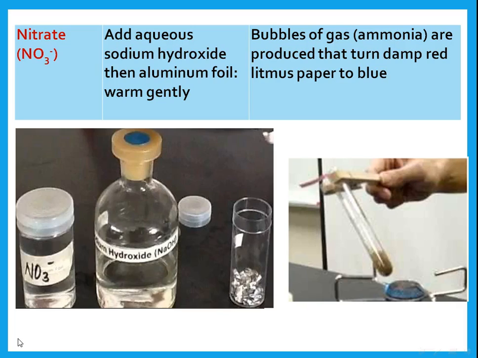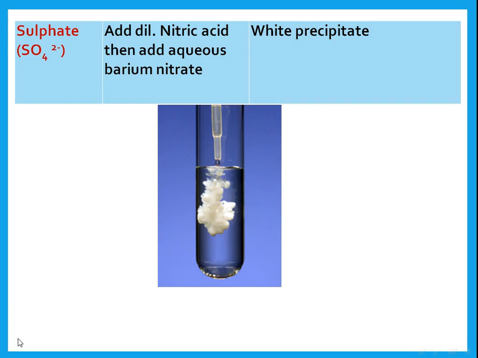Now, if this was a nitrate, it will give bubbles of gas that turn damp red litmus paper to blue. And if he asks me what is the gas, then I'll say the gas is ammonia. Okay, so sodium hydroxide, aluminium foil, and I get bubbles of gas that turn damp red litmus paper to blue, then I have nitrates. Okay, sulfate, add dilute nitric acid, then barium nitrate, or hydrochloric acid and barium chloride.